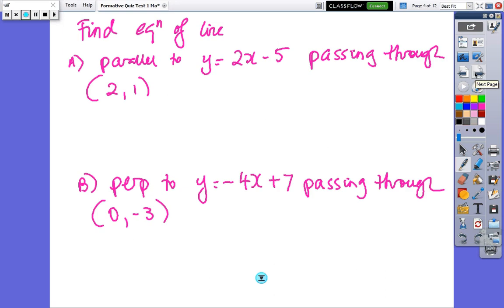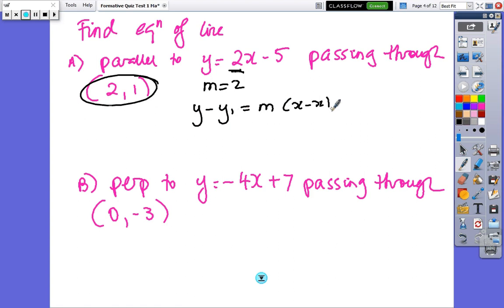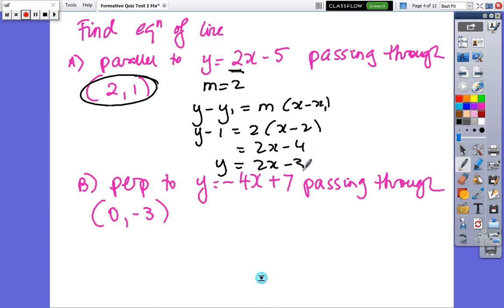Okay, find the equation of a line parallel to something and perpendicular to something. So have a look at your notes if you need to, and when you're ready, come back live. Okay, you're back. If it's parallel, m equals 2, and it's passing through that point. So I'm going to use the y minus y1 approach. So we've got y minus 1 equals 2 bracket x minus 2, equals 2x minus 4. So the final answer is 2x minus 3. So that's your parallel answer to that.